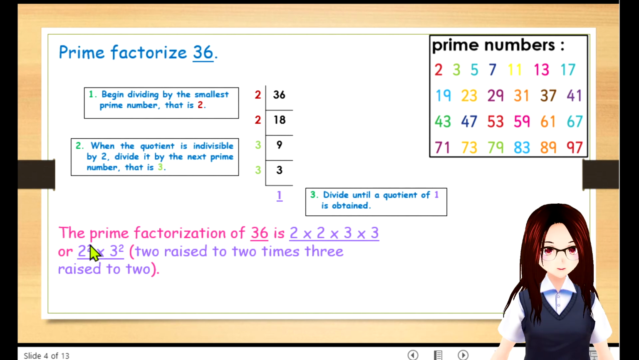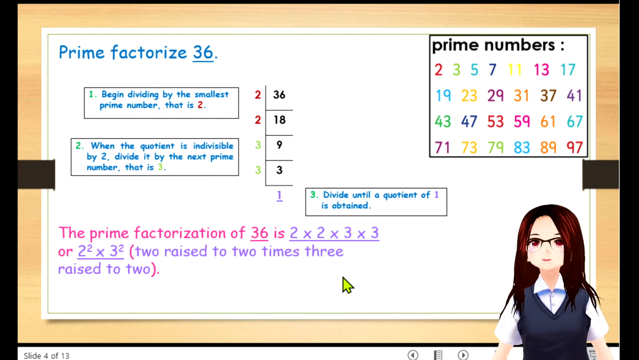So why is this 2? Because there are two 2's. And why is this 2 here? Because there are two 3's. So understand? It's okay if you don't understand. Let's have more examples so that you can understand.